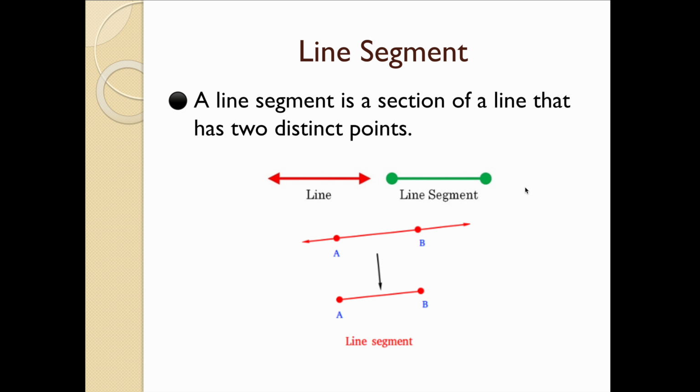Now a line segment marks a beginning and an end. If you notice this line here, it shows that it's continuously going this way to infinity and that way to infinity. But notice how we have the dots. A is here, B is here. These 2 points indicate a line segment. That is what we refer to as a line segment. Does that make sense? Yeah.